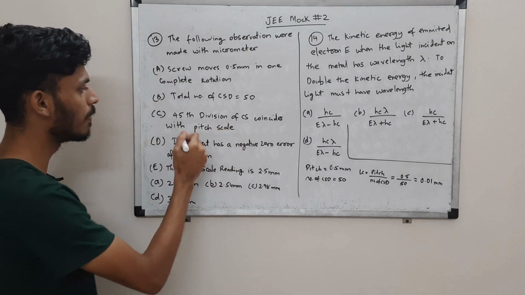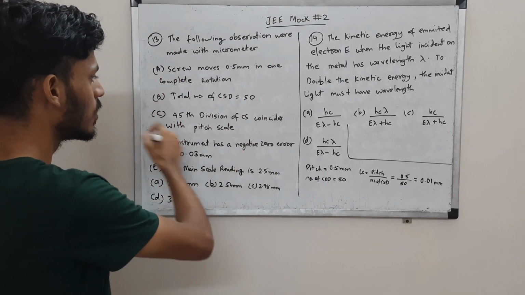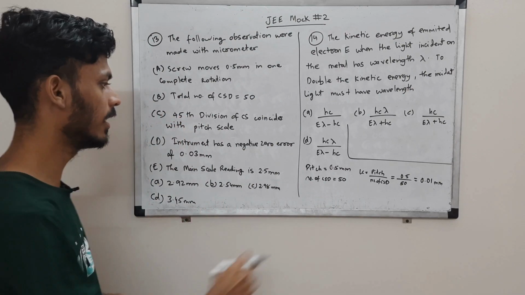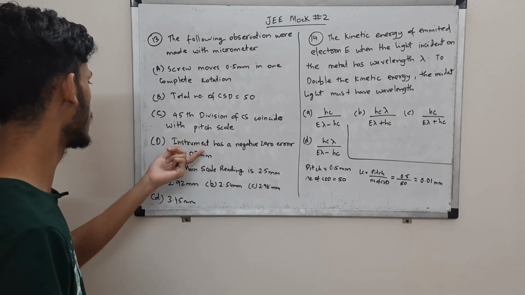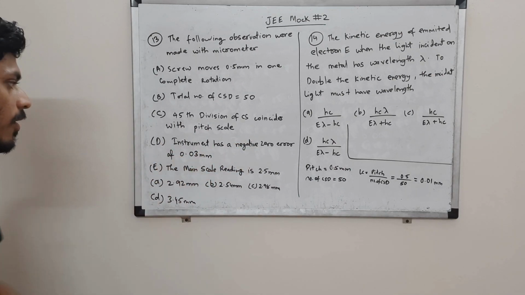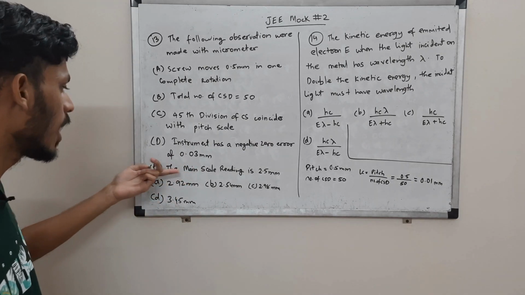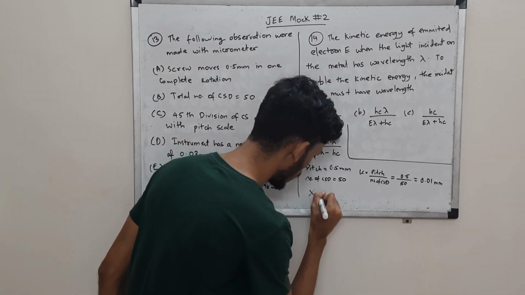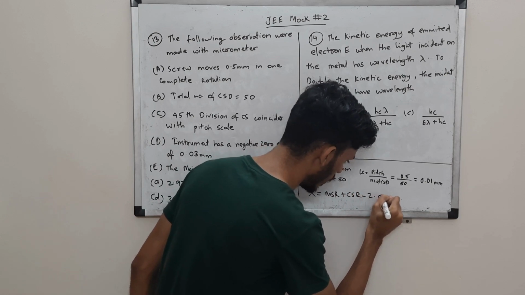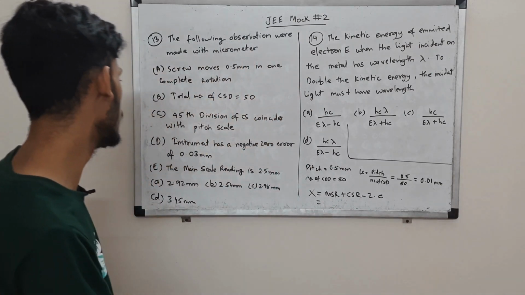The 45th division coincides with the pitch scale, so this is while measuring. We will have to use this for the circular scale reading, the coinciding division into least count. So that will give us the circular scale reading, and the instrument has a negative zero error of this, so negative of this. That also we have to take into account when we are measuring. And finally the main scale reading. So your reading will be main scale reading plus circular scale reading minus zero error. This is the general formula for reading.